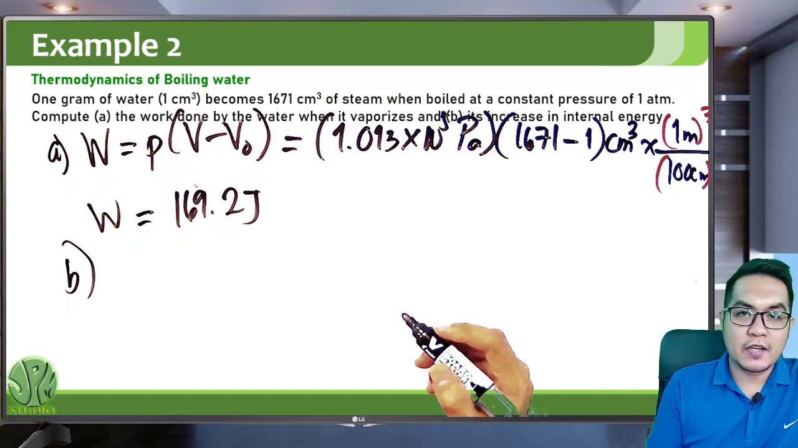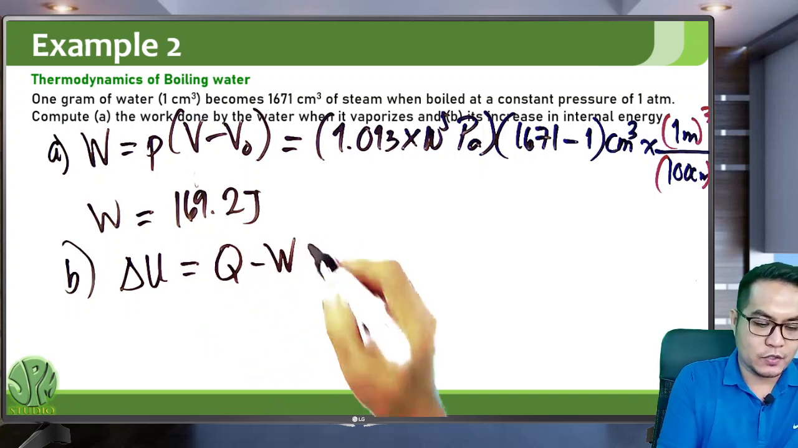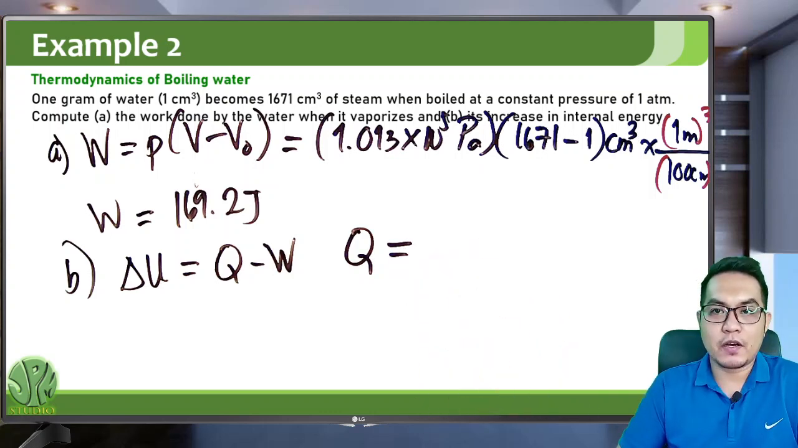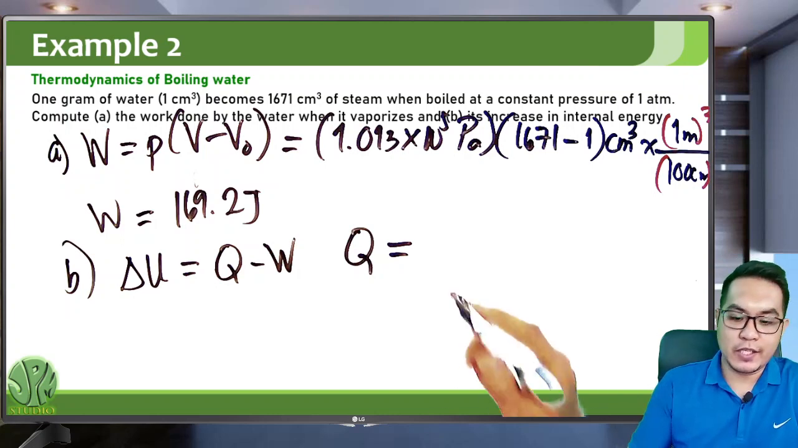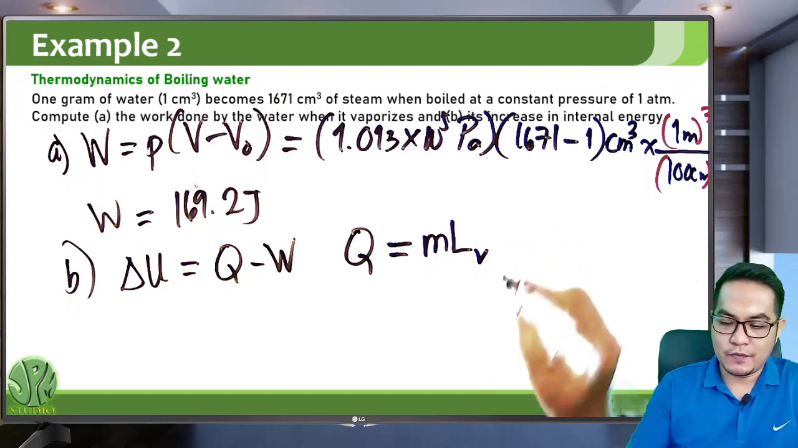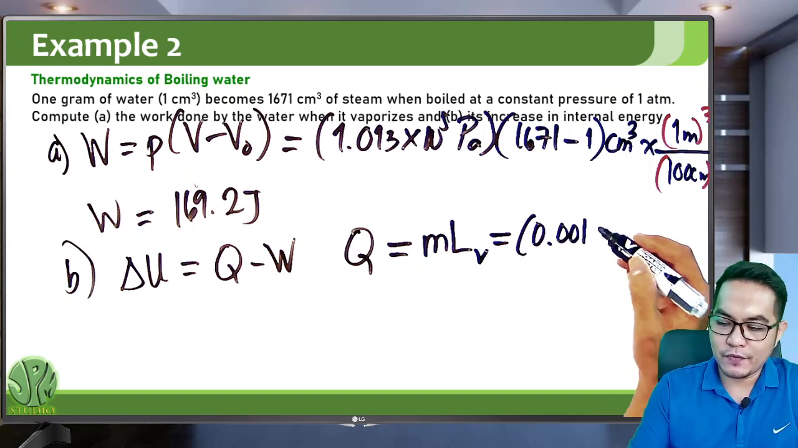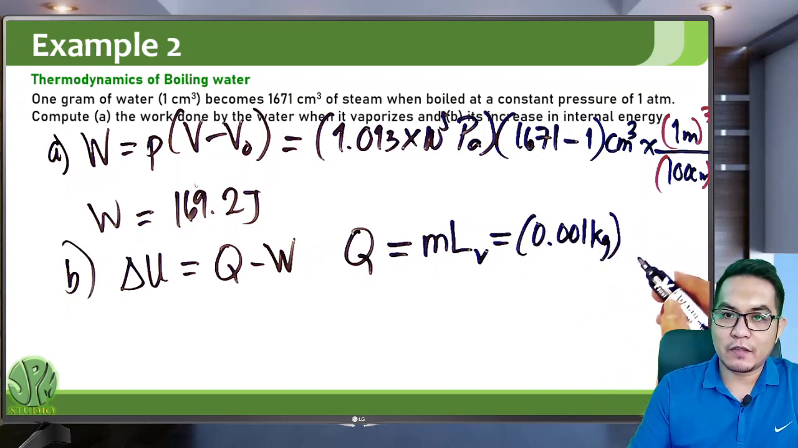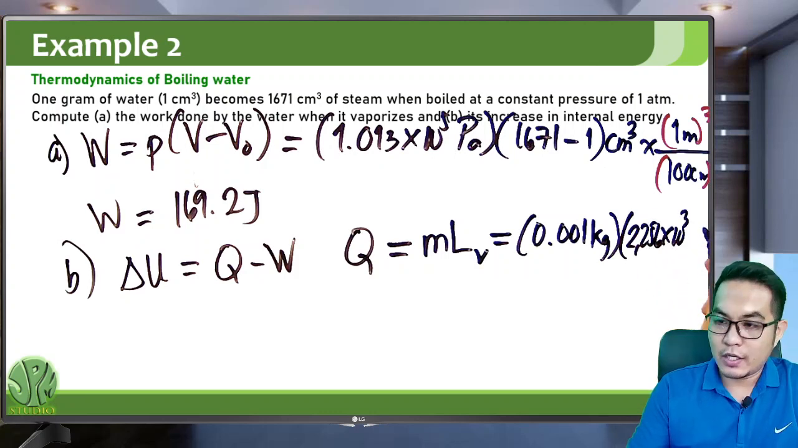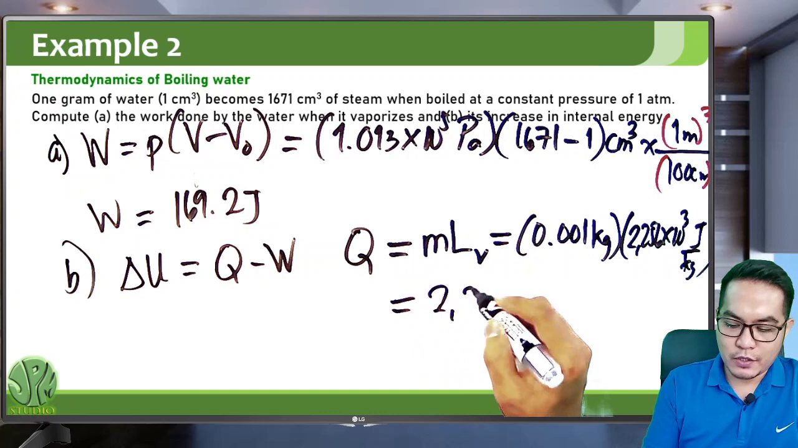So what is the change in internal energy of the water? The change in internal energy is just Q minus the work. We already know the work. How about the Q? In this case, it is an example of a phase change, and it absorbs heat. So the formula that we will use is positive m times latent heat of vaporization. The mass of water is given, 1 gram, which in kilograms is 0.001 kilograms. The latent heat of vaporization of water is 2,256 times 10 to the 3 joules per kilogram. So the heat is 2,256 joules.